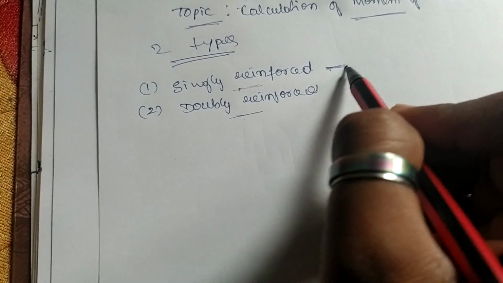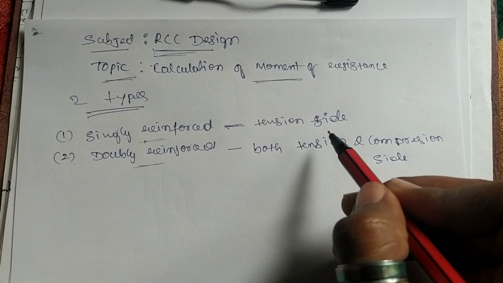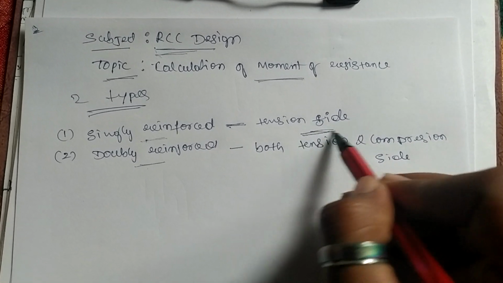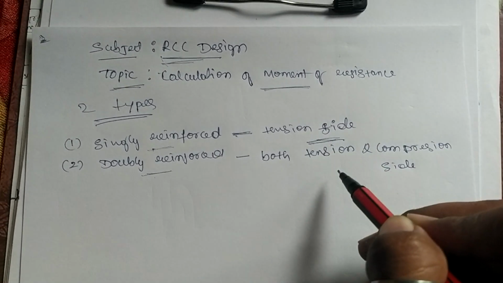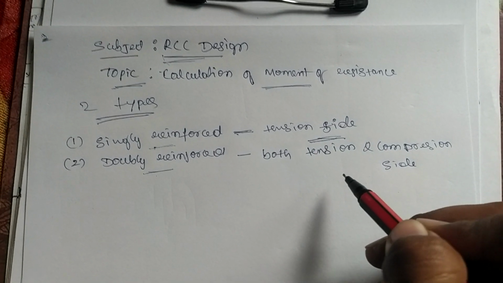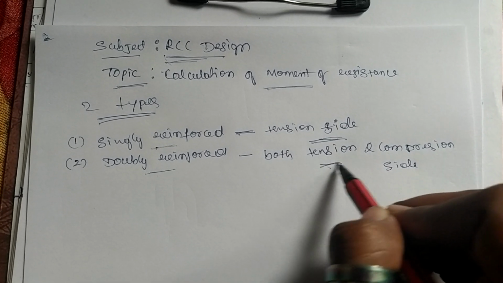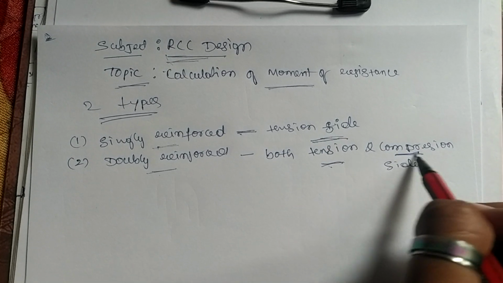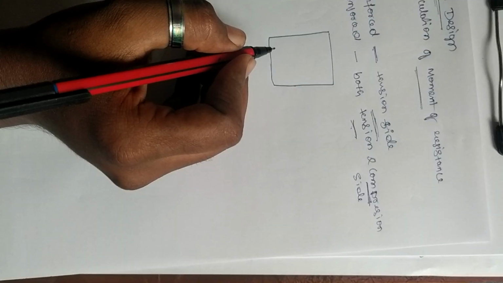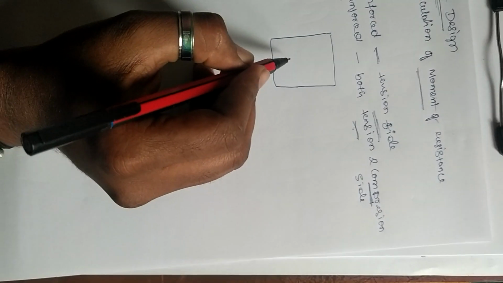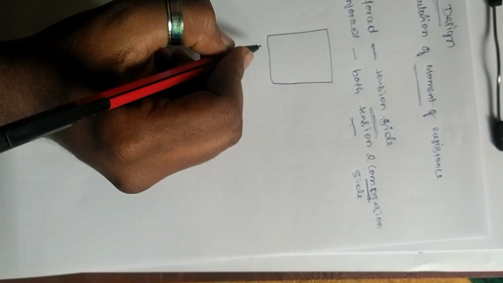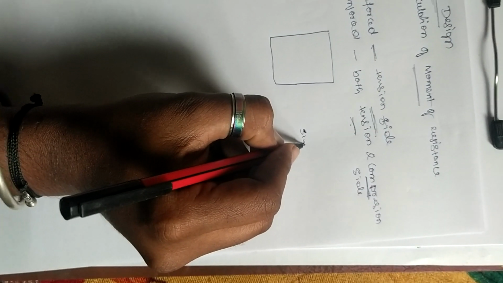In a singly reinforced beam, reinforcement will be provided only in the tension side, whereas in a doubly reinforced beam, reinforcement is provided in two places, that is in the tension side as well as in the compression side. Let us consider an example beam which is simply supported.